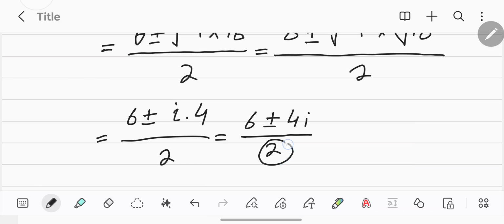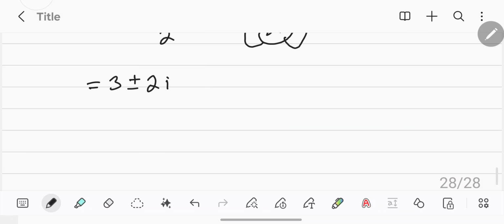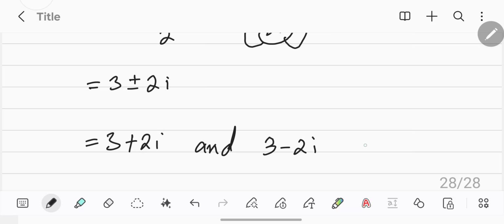Now you can distribute this 2 over here and over here. I mean this way, 6 by 2 plus minus 4 iota by 2. You will have 6 by 2 is 3 plus minus 4 by 2 is 2, so 3 plus minus 2 iota. You have two different complex numbers, one with plus and one with minus. So this is all.